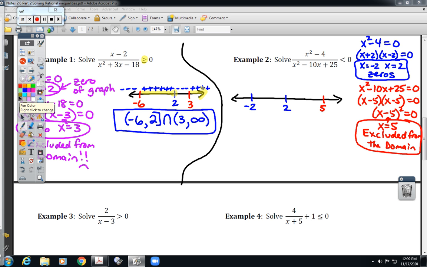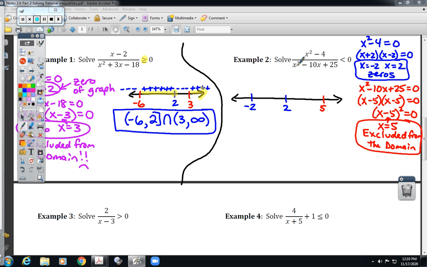Now we start testing values to see whether or not they're positive or negative. That's all we care about. We don't care about values, we care about the sign, positive or negative. So we pick a value that is smaller than negative 2, doesn't matter what value. Negative 5, okay. We plug it in. Negative 5 squared would be 25, minus 4 would be positive 21. So the top's positive.